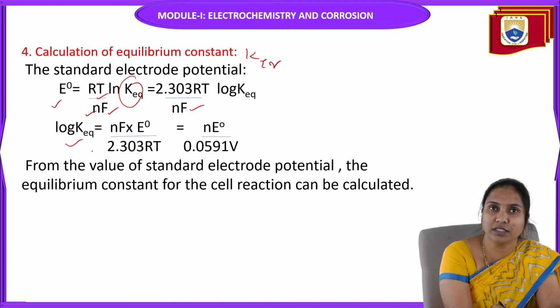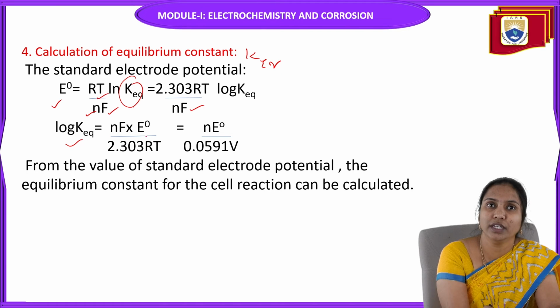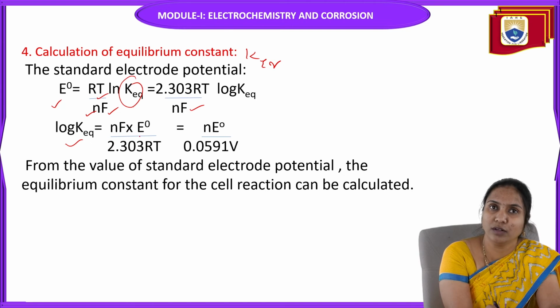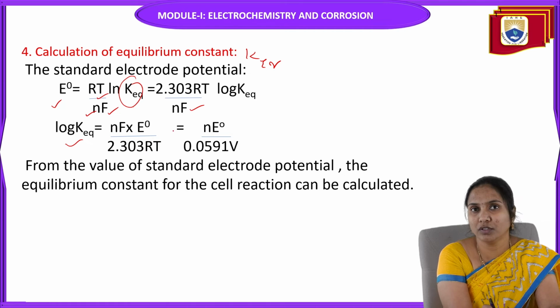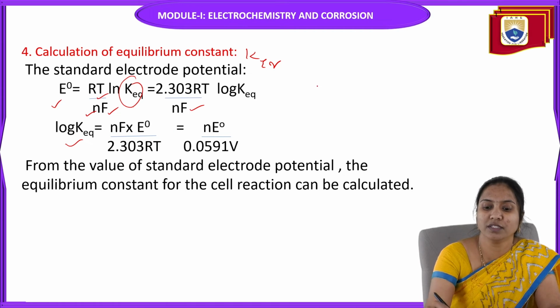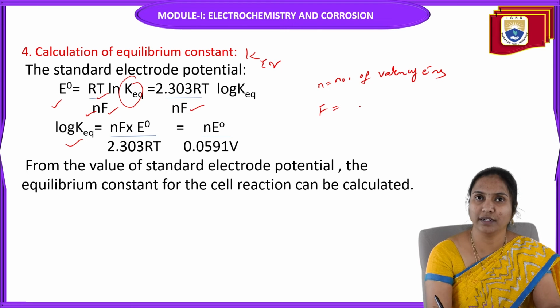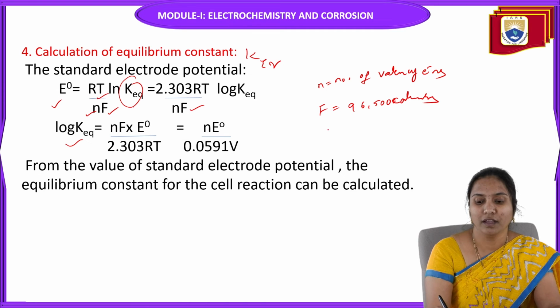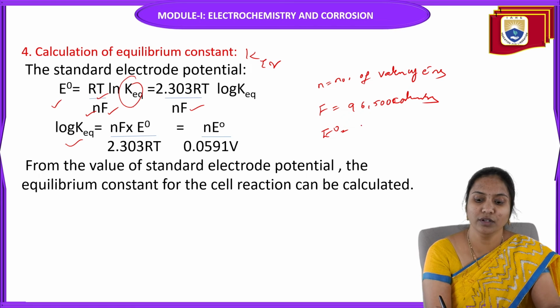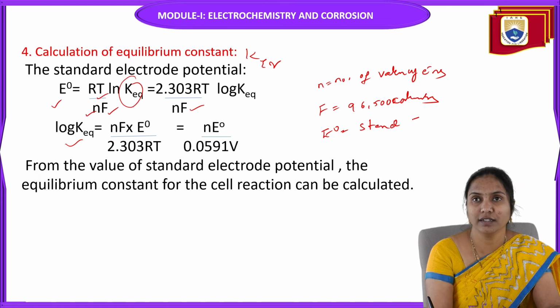How can you determine this? Log K equals NF into E naught by 2.303 RT. We already know the N value, F value, E value, R and T, so substitute all these values in this formula. Here N means the number of valency electrons. F means 1 Faraday, which equals 96,500 coulombs. And E naught means the standard electrode potential.